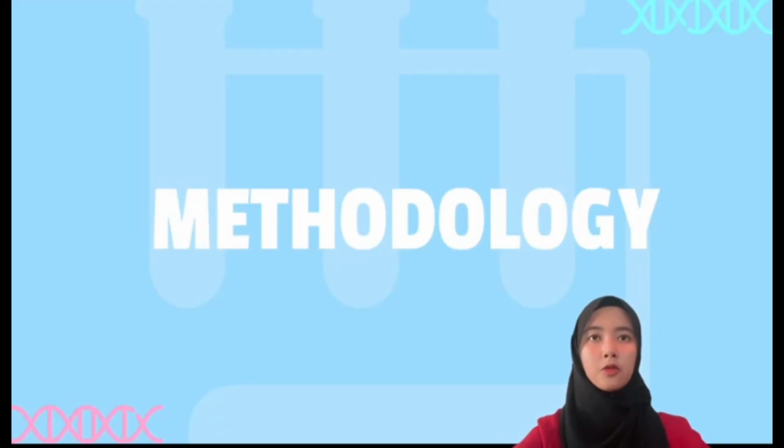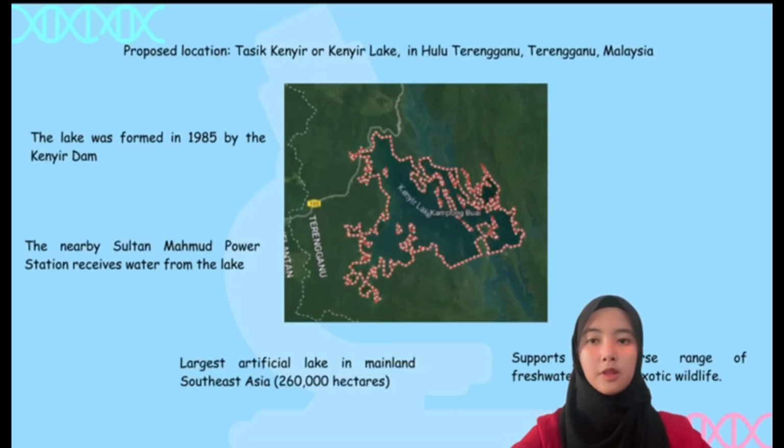This is the methodology of our group. Our proposed location for the water sampling is at Tasik Kenyir or Kenyir Lake, which is an artificial lake in Hulu Terengganu, Malaysia. It is tucked away in the Pantai Timur Range. The lake was formed in 1985 by Kenyir Dam, located on the upper stream of the Terengganu River. The nearby Sultan Mahmud Power Station receives water from the lake. It is the largest artificial lake in mainland Southeast Asia, with a surface area of 260,000 hectares. Kenyir Lake also supports a diverse range of freshwater fish and exotic wildlife.